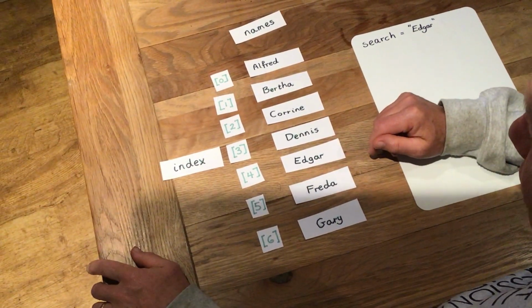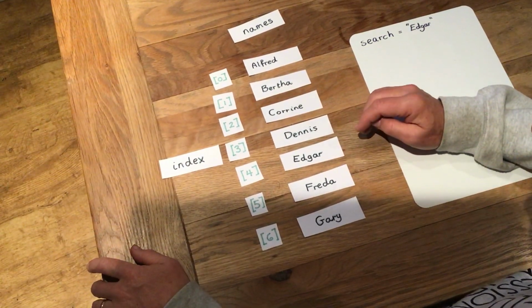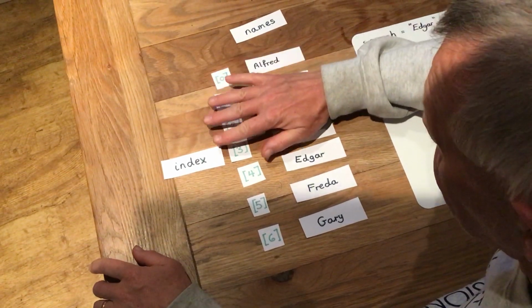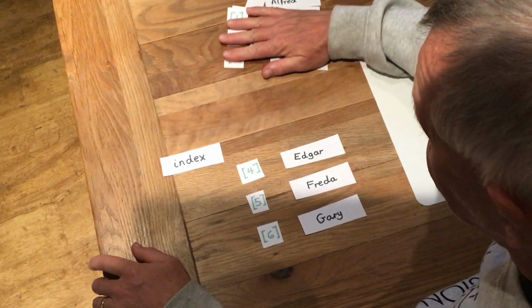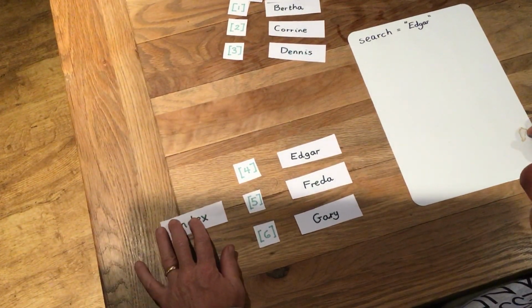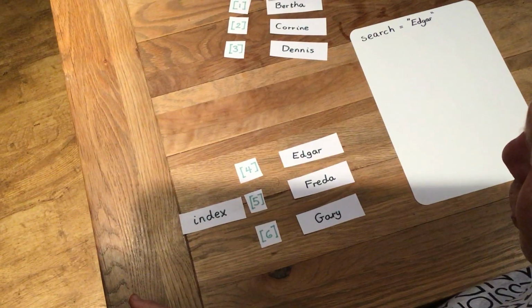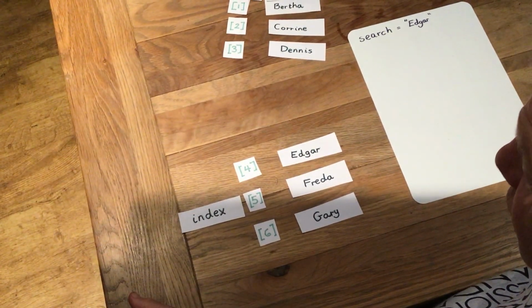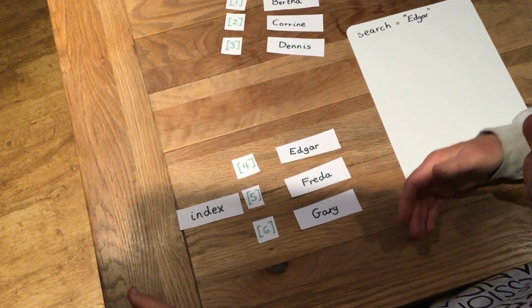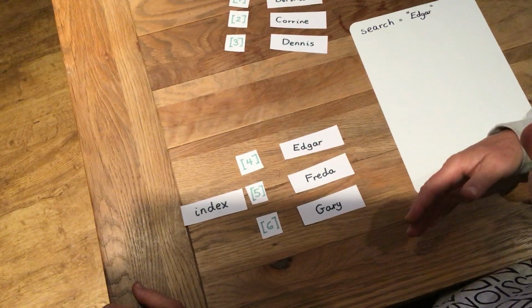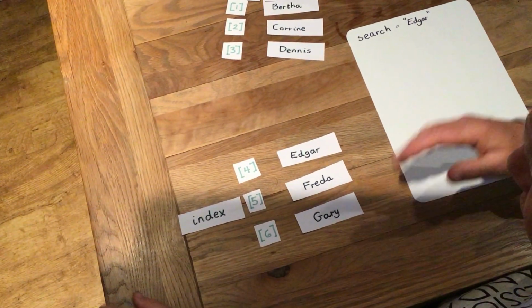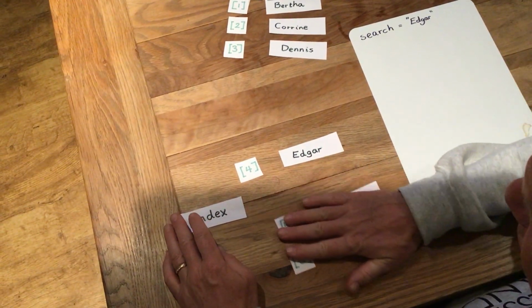He's further on in the list, isn't he? If he's further on in the list than Dennis, we can say straight away that none of these will be in it, and we can take all of these out of the equation. Now we go to the middle of the list again, and we check at that point. Is this Edgar? No, it's not. It's Frida. And we say, is Edgar lower in the list or higher in the list? Clearly, Edgar is lower in the list. So now we can take out all of these.